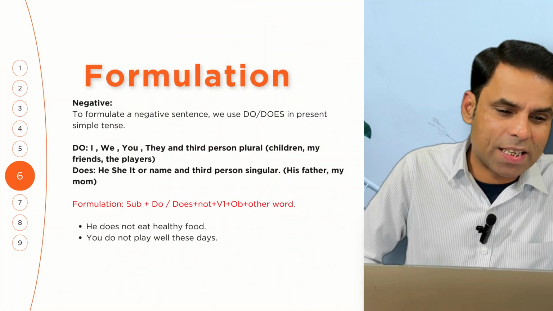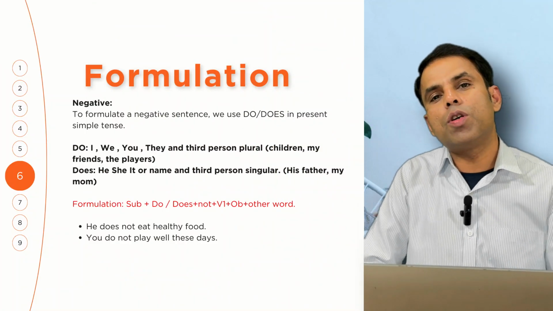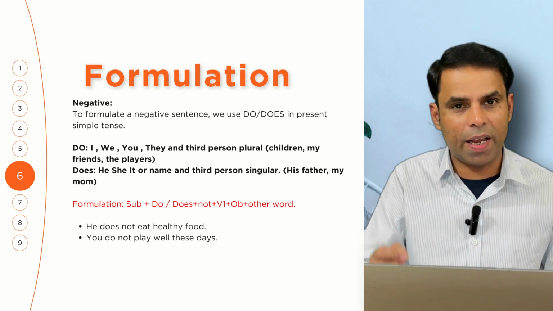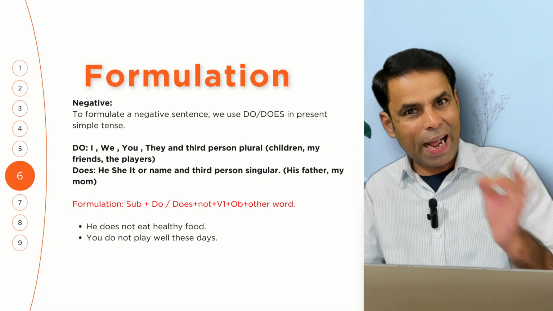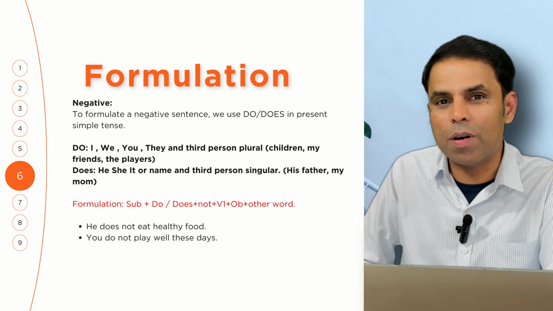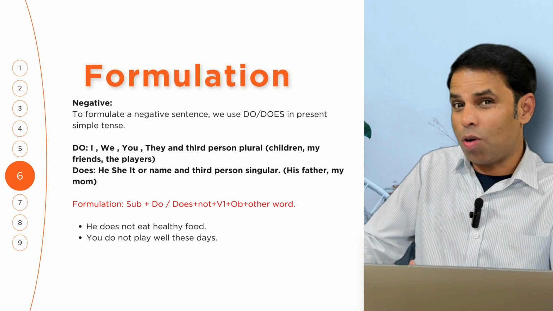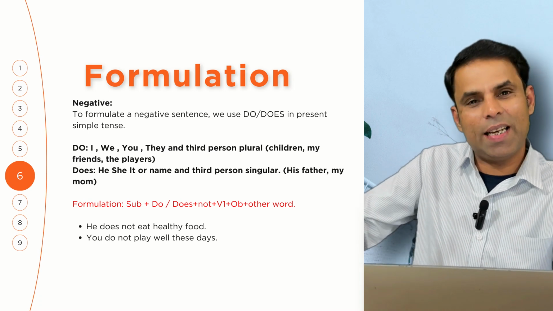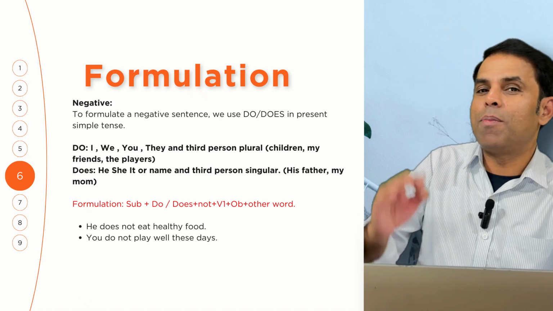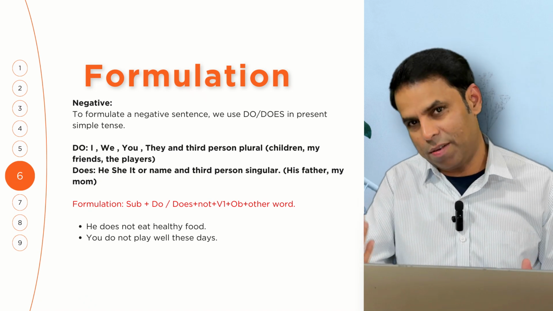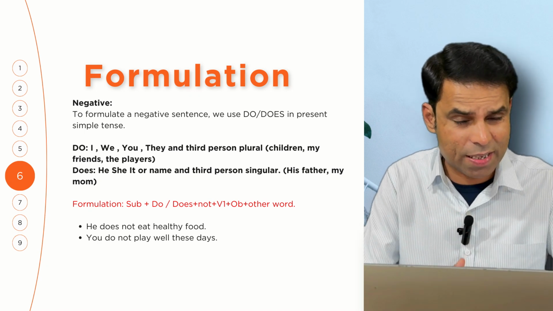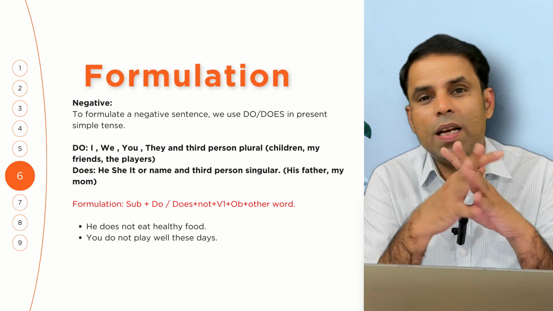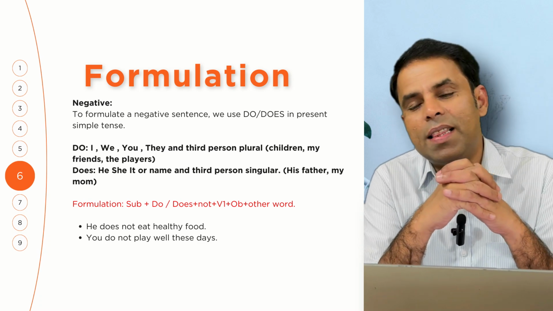Let's talk about the negative sentences. To formulate a negative sentence, we use do or does. We use do with I, we, you, they, or with third person plural, like children, people, doctors, players. And we use does with he, she, it, or someone's name, or with third person singular, like my father, your brother. Okay. So how do we make the sentences? We start with subject, then do or does, then we use not, and then the first form of the verb, object, and the other words.